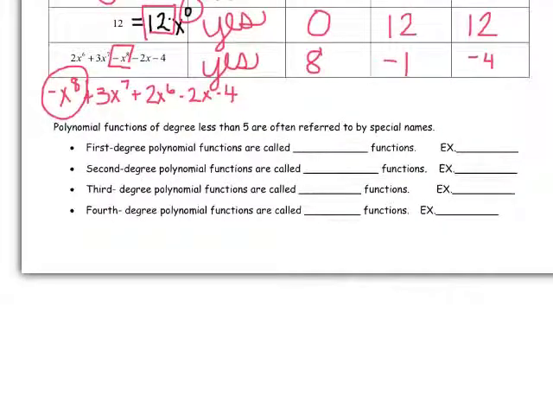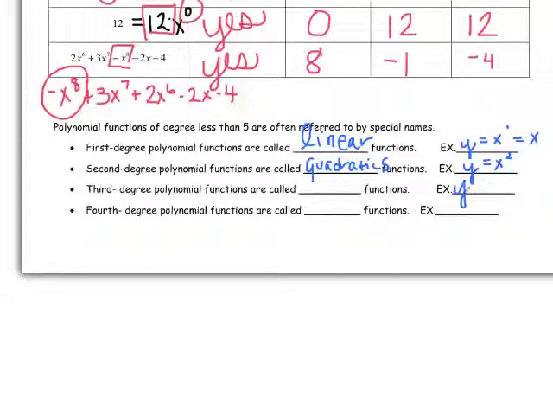All right. Polynomials of degree less than 5 are often referred to by special names. So I'm going to write the example first, and then I'll talk about the name. So first degree polynomial. For example, y equals x raised to the first degree, x to the 1. Well, that's kind of silly. We never say x to the 1. That's the same thing as just x. Y equals x, those are our linear functions. Okay? Y equals second degree, x squared. Those are our quadratics.